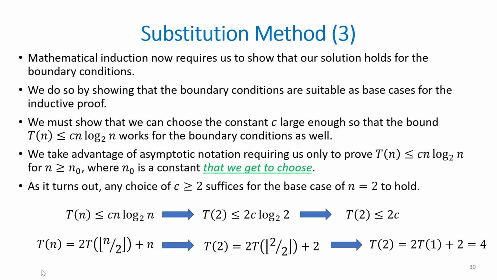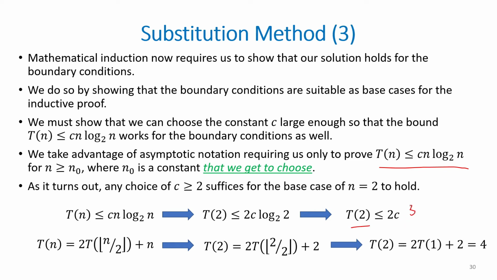Now that we have shown the inductive hypothesis, what remains in the mathematical induction is to show that the solution also holds for the boundary conditions. So this is the base case. The good thing is that for the base case, we can choose n naught to be any value such that it satisfies this condition. So if we put n equal to 2 in the equation, we would get T(2) is less than or equal to 2c.